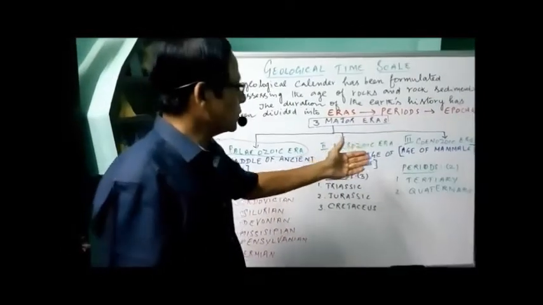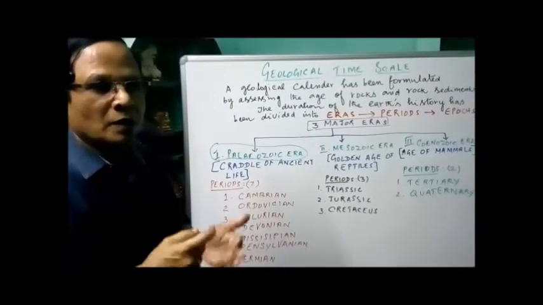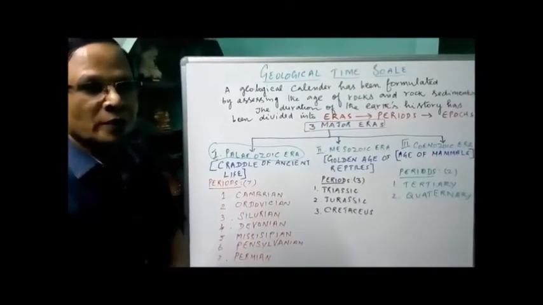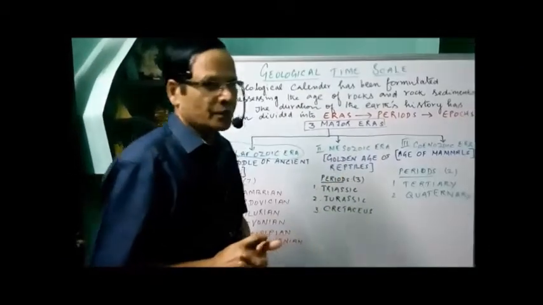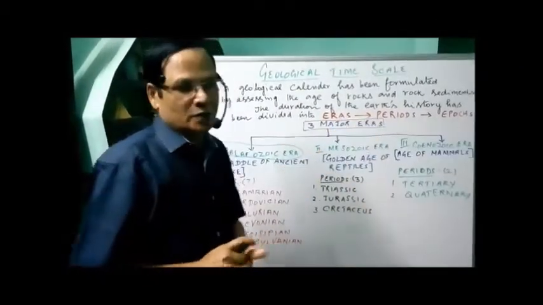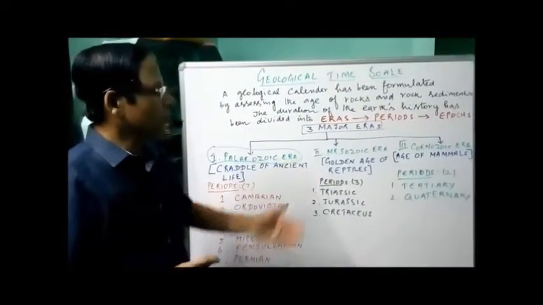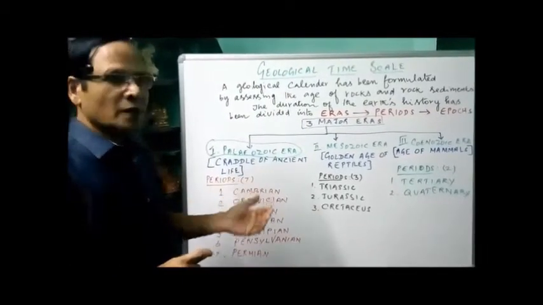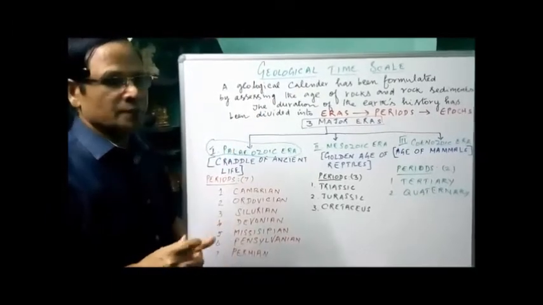Then the last one, the Cenozoic era. During that period, the origin of mammals, the evolution of man, and the cultural evolution of man all took place. Hence it is called the age of mammals. So: cradle of ancient life, golden age of reptiles, age of mammals. I mentioned already that each era is further divided into periods.